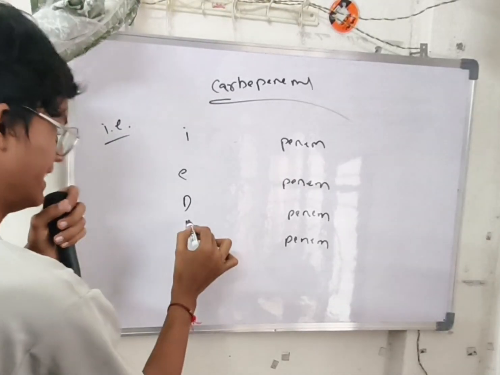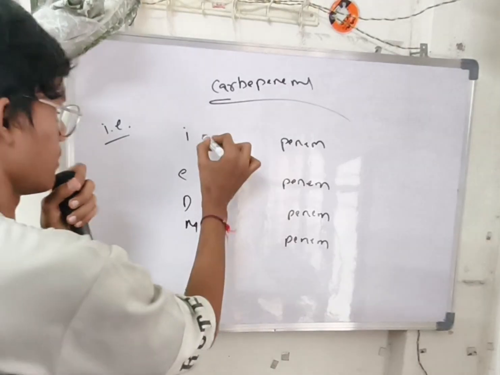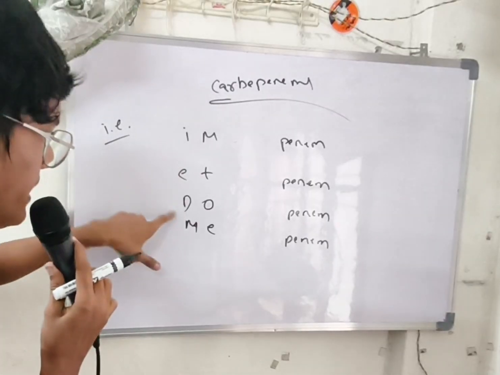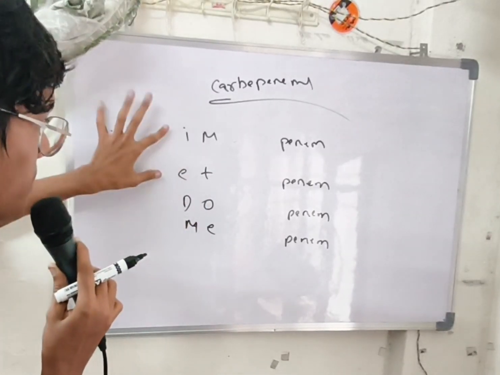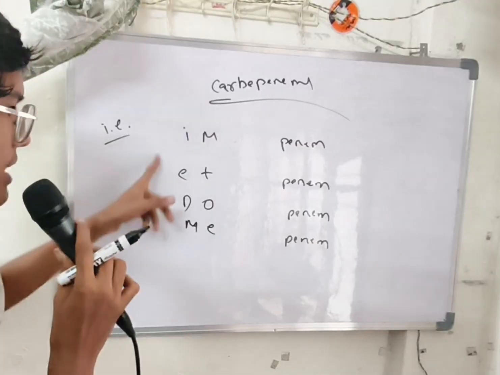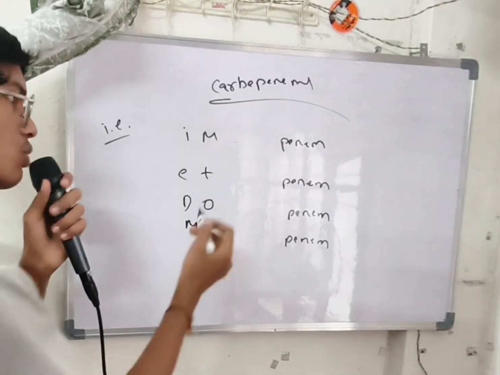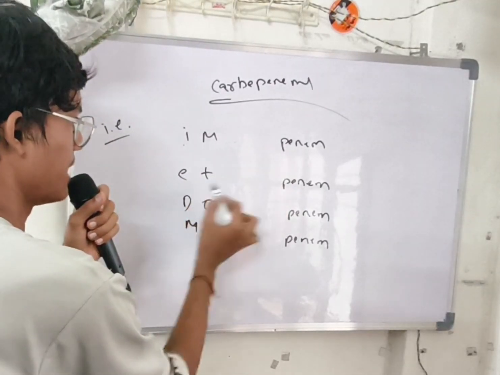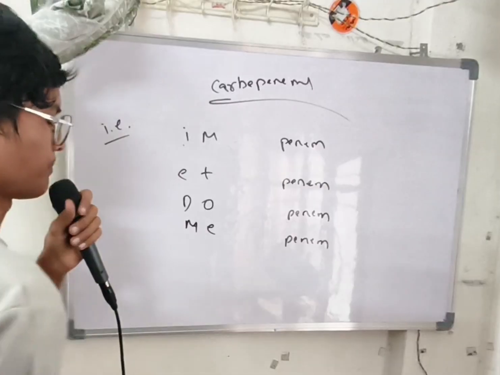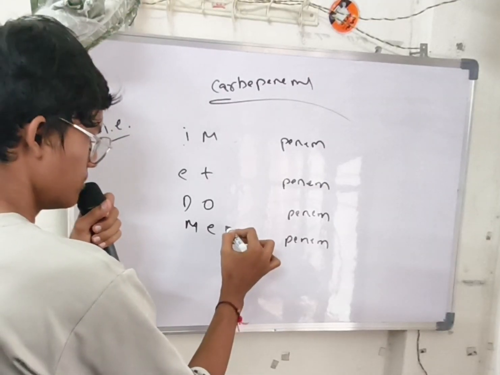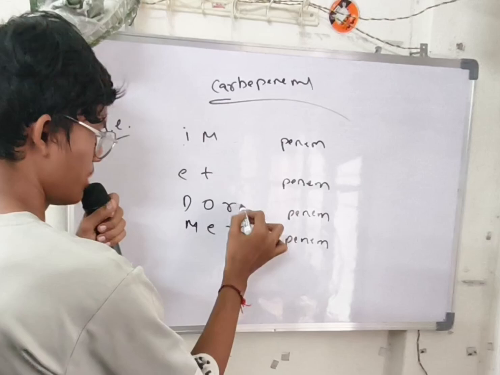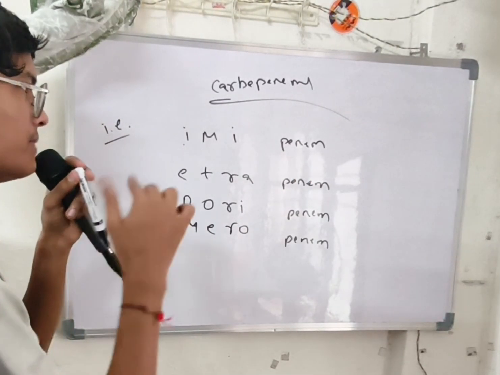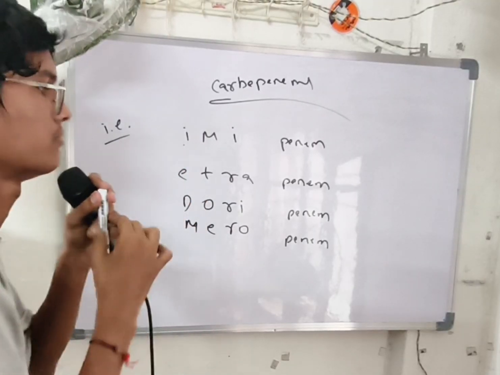DM me 2. That is, DM me 2. And remember, don't write this randomly, because if you write randomly the code might be lost. So, I, ME, TO, ME 2. Okay, this is imipenem, ertapenem, doripenem, meropenem. So these are the carbapenems: imipenem, ertapenem, doripenem, meropenem.